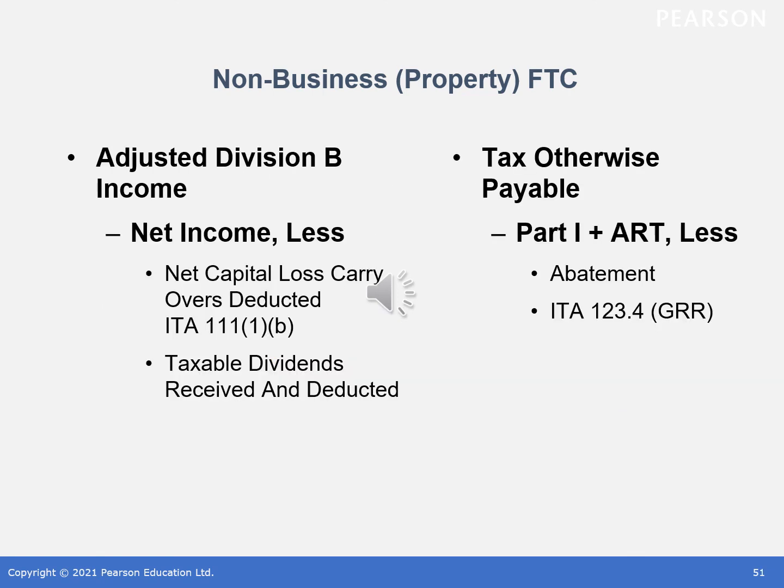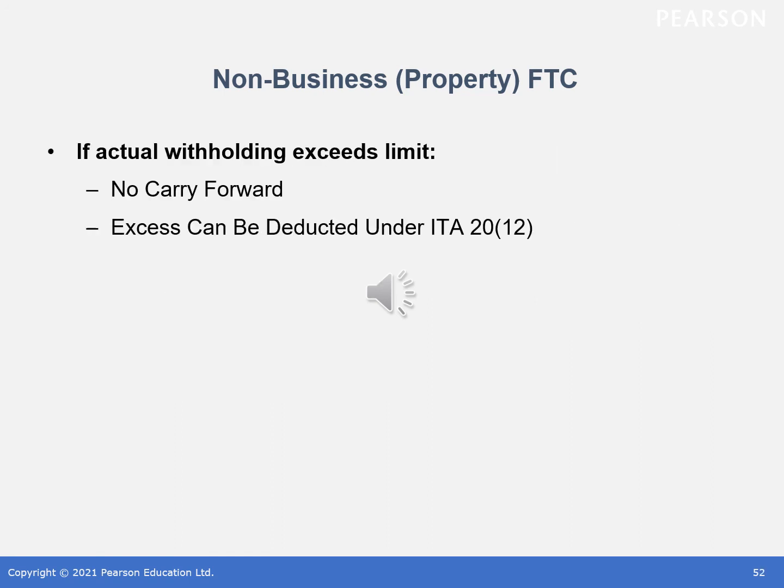You can find more details on pages 615 and 616 of the text, but when we're looking at non-business property foreign tax credit, the adjusted Division B income looks at net income, take away any net capital loss carryovers deducted, and any taxable dividends received or deducted. The tax otherwise payable will look at Part I tax, plus any abatements. If the actual withholding tax amount exceeds the limit allowed under the prior calculation, there is no carry forward, but the excess can be deducted under the Income Tax Act Section 20(12).